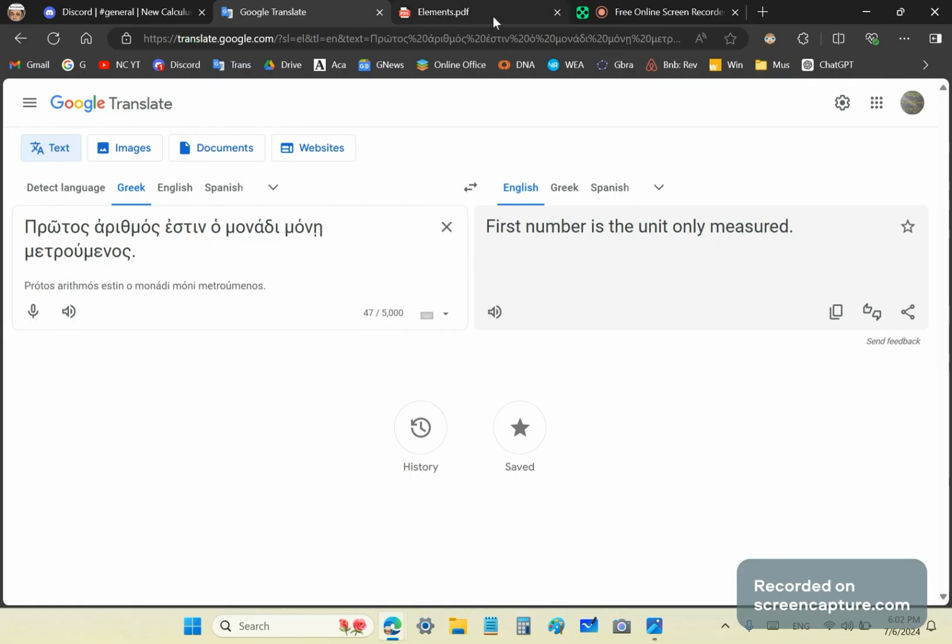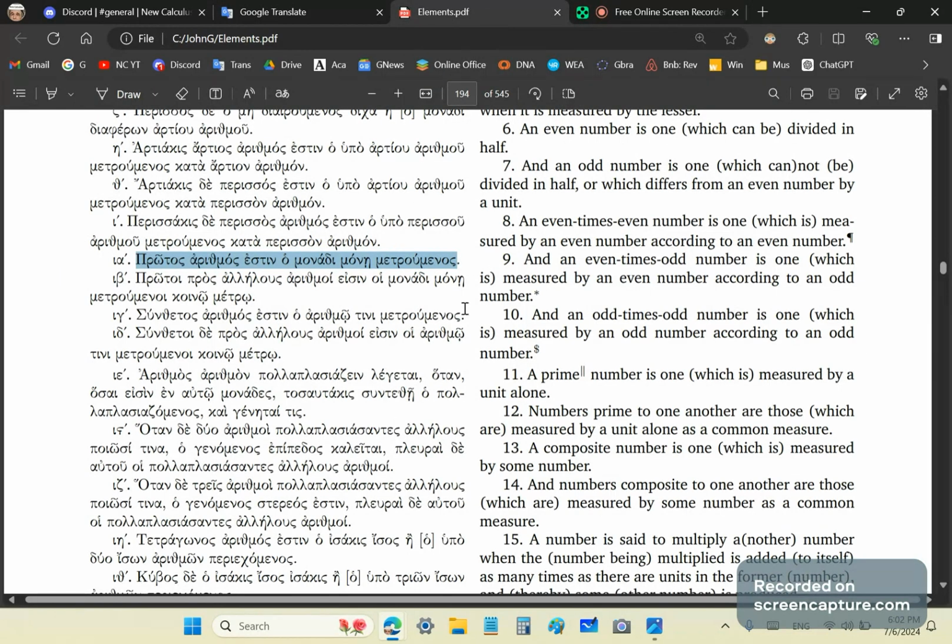So it's as simple as that. A prime number is a number that is measured only by the unit and itself. And of course, it's going to be measured by itself too, because every magnitude and number measures itself. It's as simple as that. So anyone who thinks that one is not a prime number is just a stupid fool.